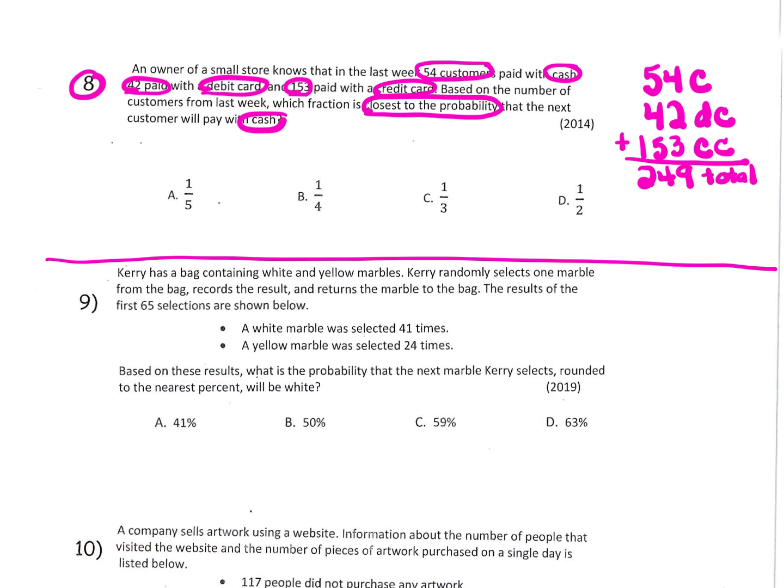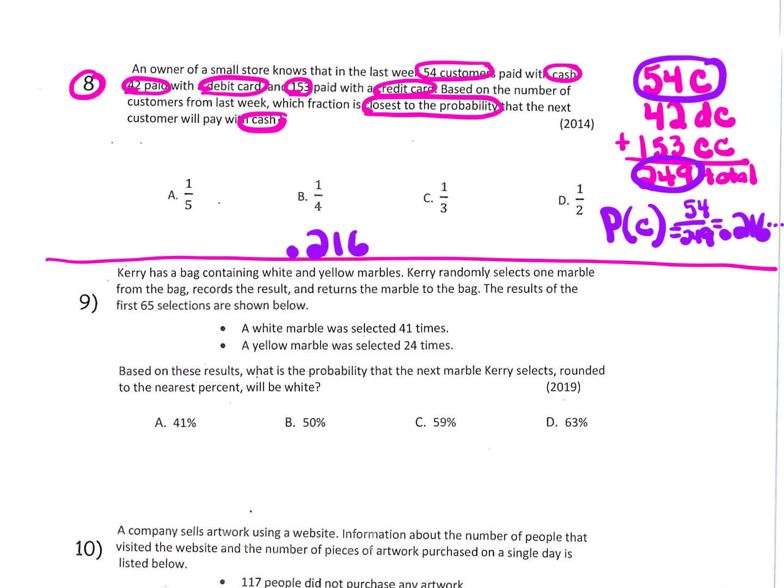Now we're interested in the part that pays with cash out of 249. So what's the probability of getting cash? Well, put 54 out of 249 and divide and convert that to its decimal equivalent. 54 divided by 249 gives us 0.216 and so on. So we're looking for a probability that comes close to this.